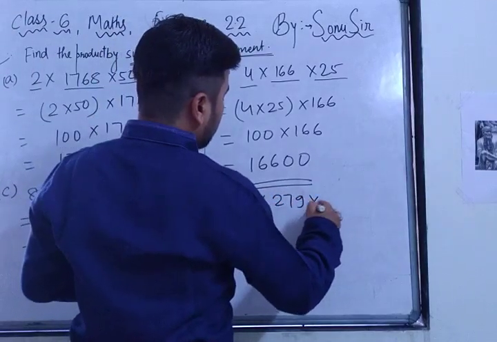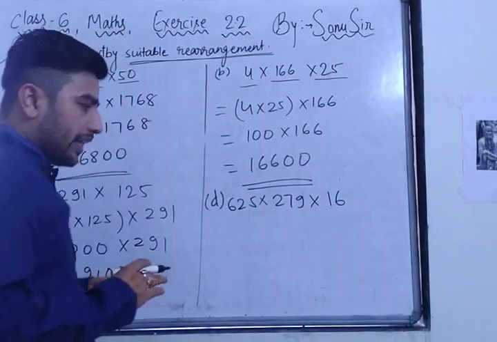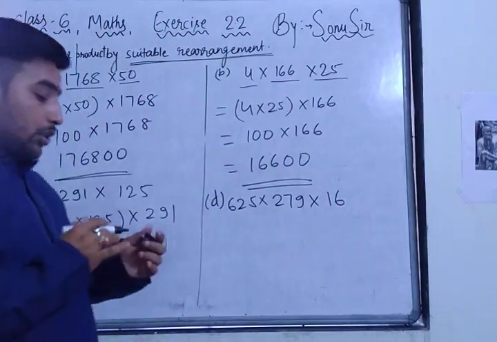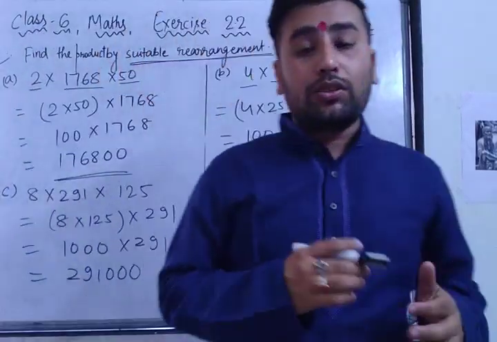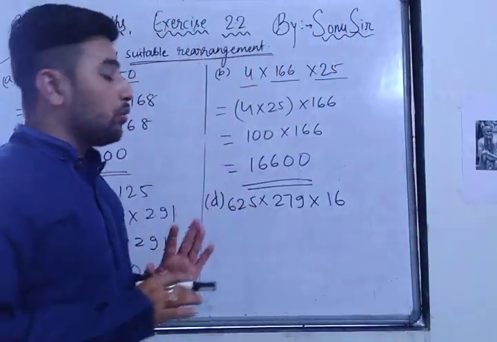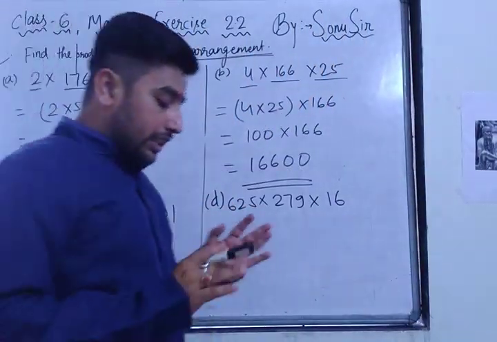279 into 16. See, it's also very easy if you think that. But you should know about all these things. You should know at least the 16 table, so you can do these things easily. If you are not knowing the 16 table, then what?